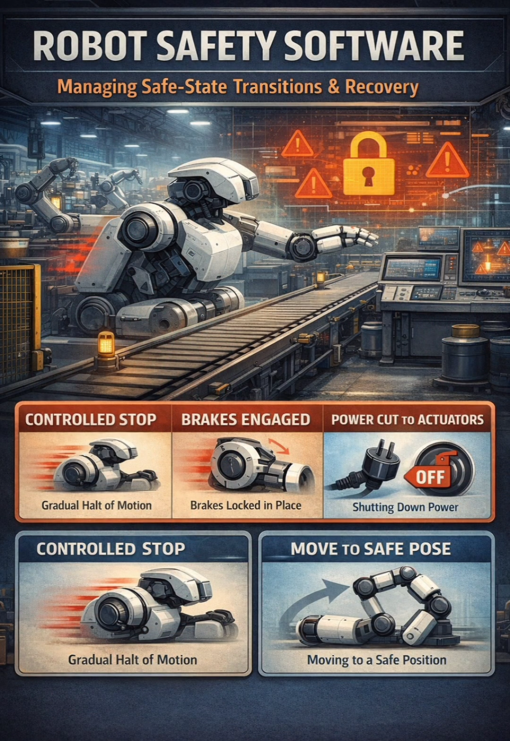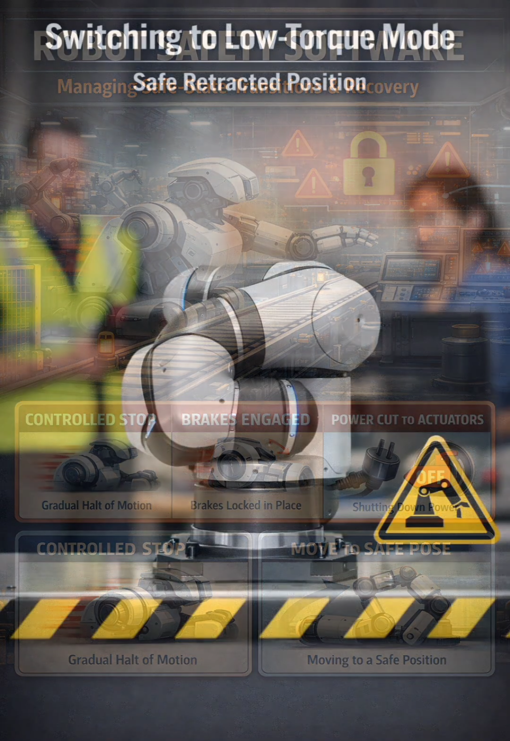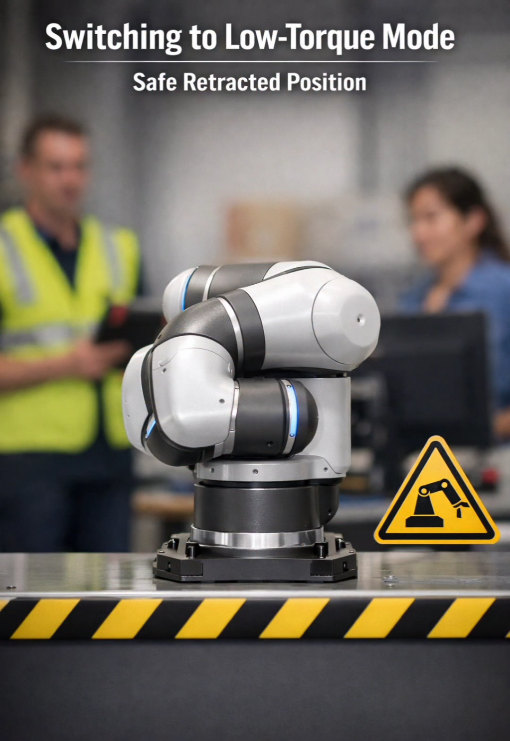Fourth, it manages safe state transitions and recovery. Safety defines what safe means for the platform: controlled stop, brakes engaged, power cut to actuators, or moving to a safe pose. Example, for a robot arm near humans, safety may switch to a low torque mode and retract to a known safe posture.